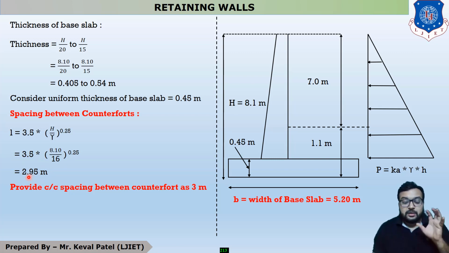But in the book, it is clearly mentioned to provide center to center spacing between counterfort as 3 meter. But you can also provide this center to center distance between counterfort at less than 2.95 meter, because if you provide your counterfort at closer spacing, it takes more strength. But one disadvantage is the cost remains high.